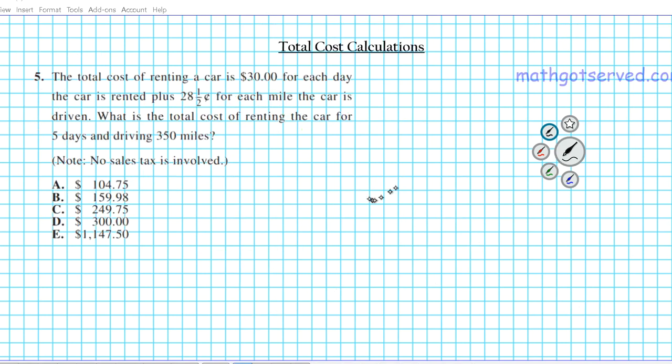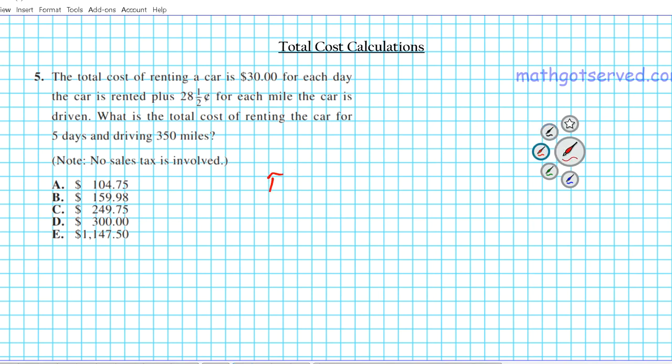All right, let's take a look at question number 5. Question number 5 is a total cost calculations problem. Question 5 reads, the total cost of renting a car is $30 for each day the car is rented plus 28.5 cents for each mile the car is driven. What is the total cost for renting the car for 5 days and driving 350 miles? No sales tax involved. All right, let's write down the formula for calculating total cost.